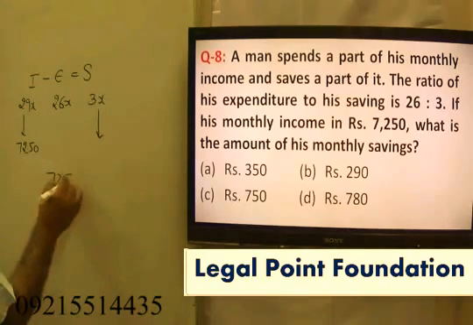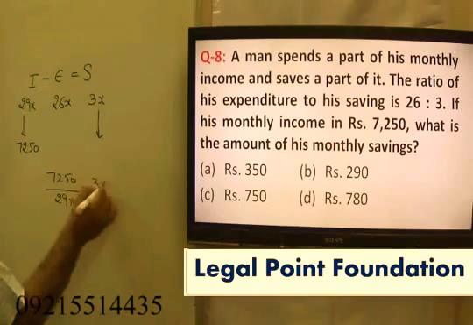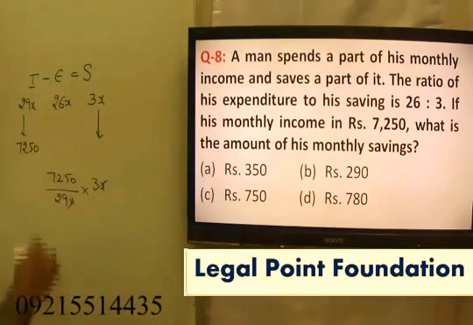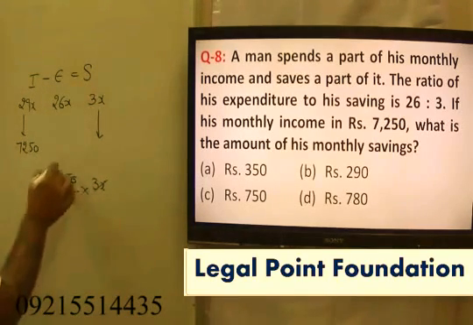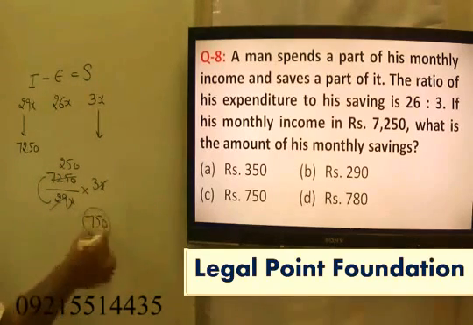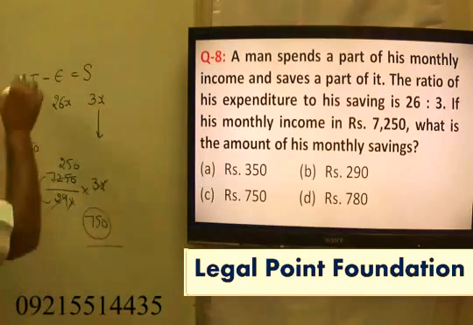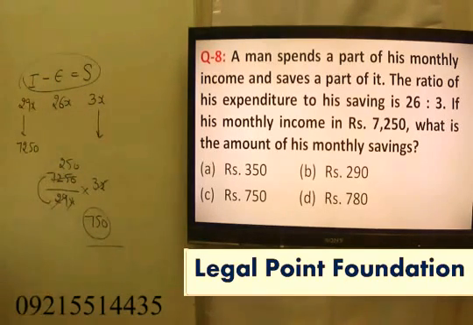7250 upon 29x into 3x. That's your answer. X will be cancelled out. Solving it, 29 will go into 145 five times, and 5 into 250 is 750. The answer is 750. The monthly saving of the person is 750. That becomes your answer. Never hesitate to apply this identity: income minus expenditure is always equal to savings.